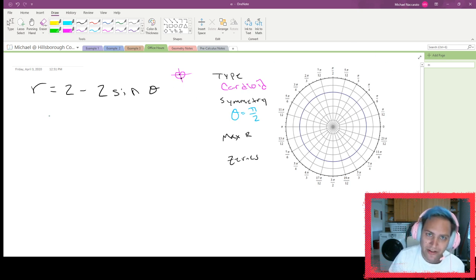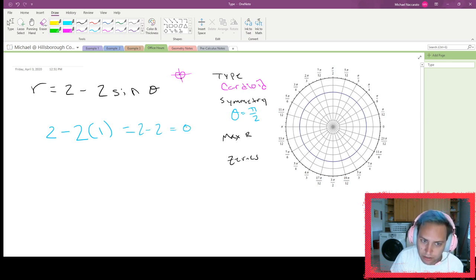Maximum r values, again, can happen if I change sine of theta, or sine of n theta, or cosine, whatever it is, into 1 or -1. So let's start by changing it into 1. So 2 minus 2 times 1 is going to give us 2 minus 2, which is going to give us 0. Let's also try changing it into a -1. So -2 times -1 is going to give us +2, and 2 plus 2 equals 4.